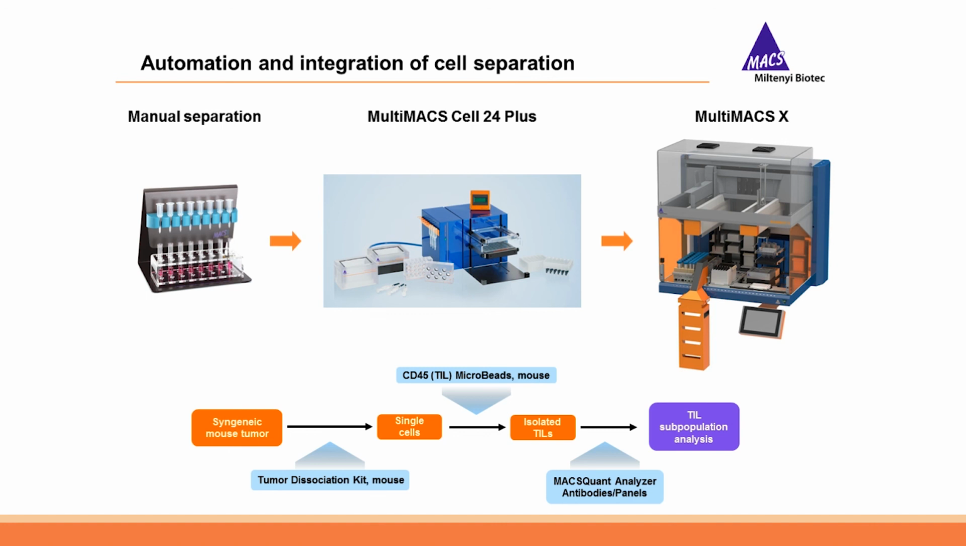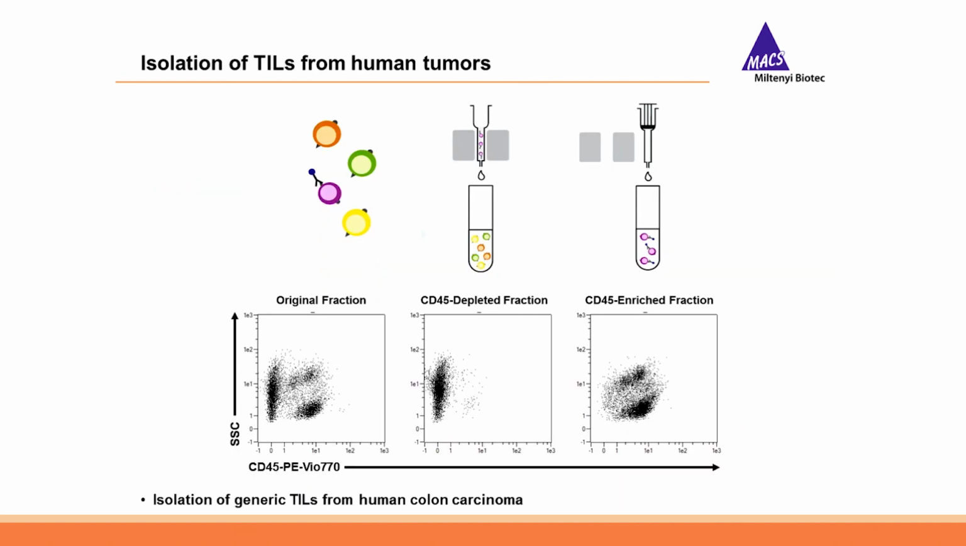However, we've also optimized this method towards the MultiMACS Cell24, so that you can easily do 24 separations in parallel. And if you have an even higher demand for automation, we've now also included the MultiMACS Cell24 Plus in a liquid handling robot station, so that you can just insert your first 24 samples, you press start, the instrument will do all the separation for you, you go away, and then you come back with the next 24 samples once this instrument is finished.